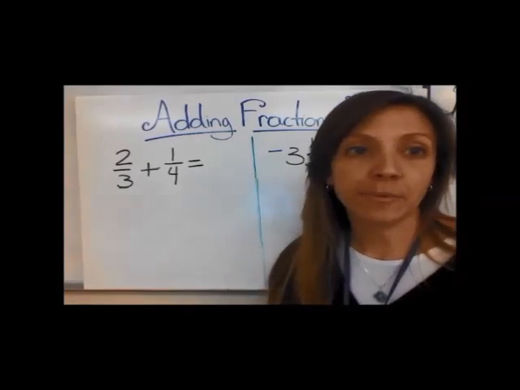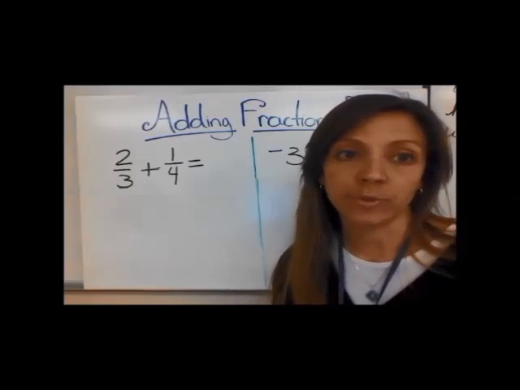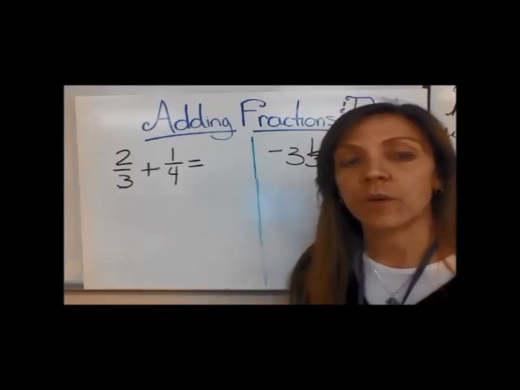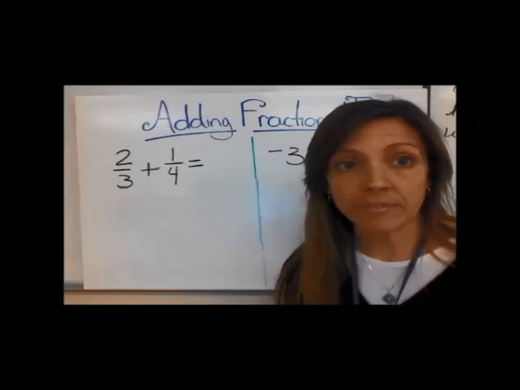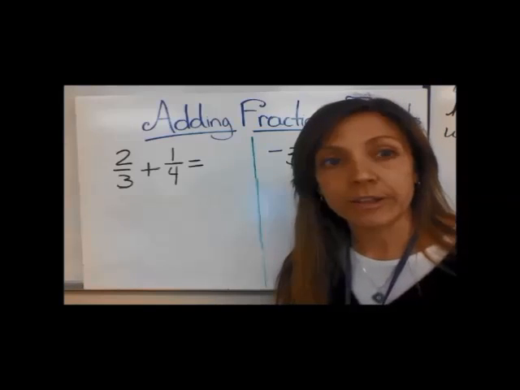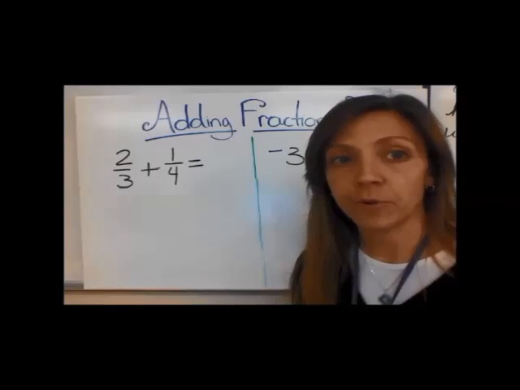Let's take a look at some examples of how to add fractions in decimal numbers. Let's start with 2/3 and 1/4. First, remember, just like in your foldable, you got to get a common denominator. The LCM, the least common multiple of 3 and 4, is 12.